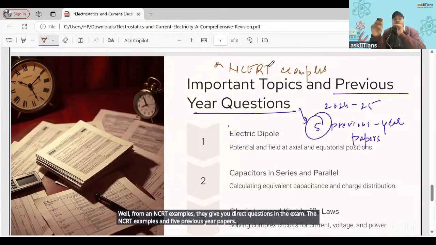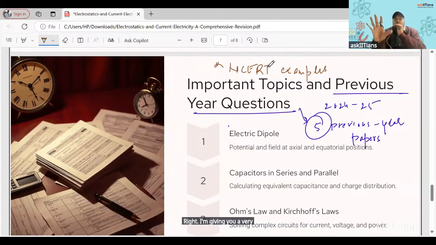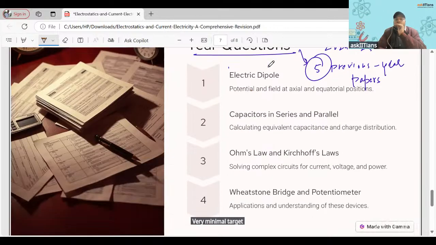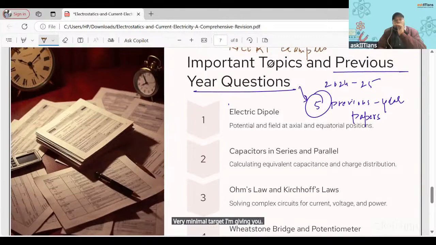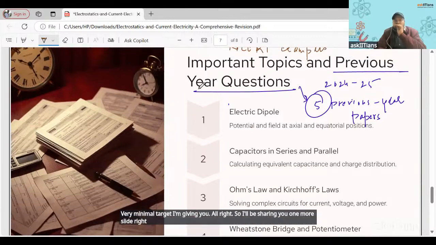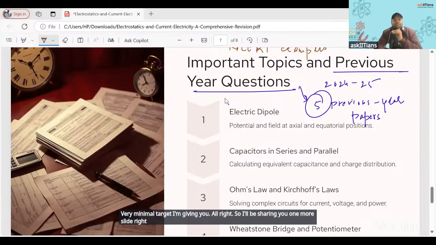I am giving you a very minimal, very practical target, right? Very minimal target I'm giving you. All right. So I'll be sharing one more slide with you, so please wait.